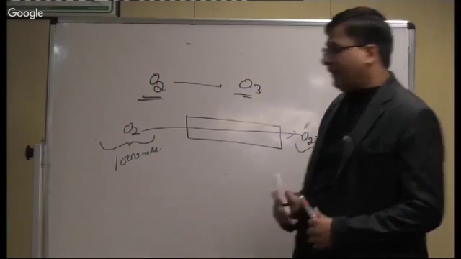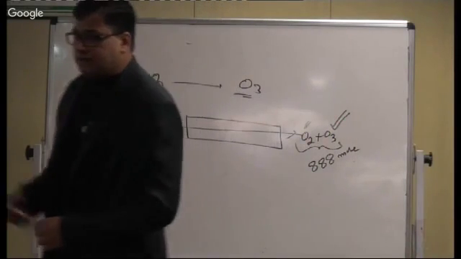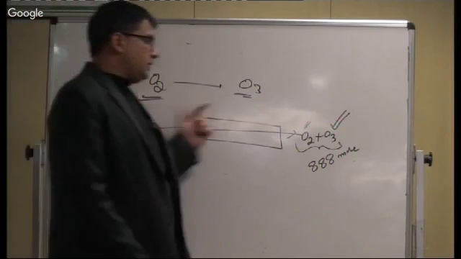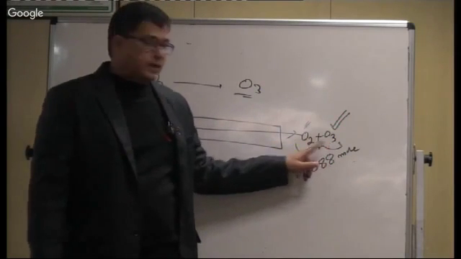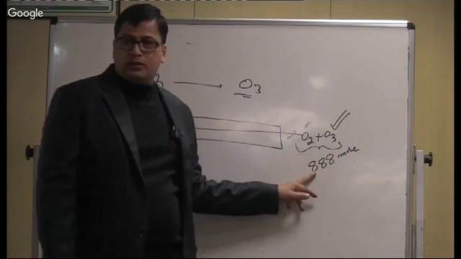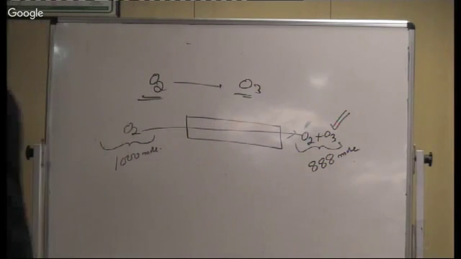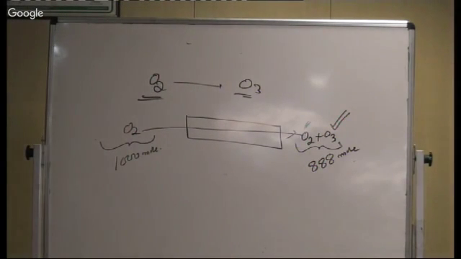Clear? 1000 moles of oxygen is passed through the ozonizer, and this oxygen is converted to oxygen and ozone. The mixture of oxygen and ozone is 888 moles. Then find the number of moles of oxygen present in the mixture. Calculate.